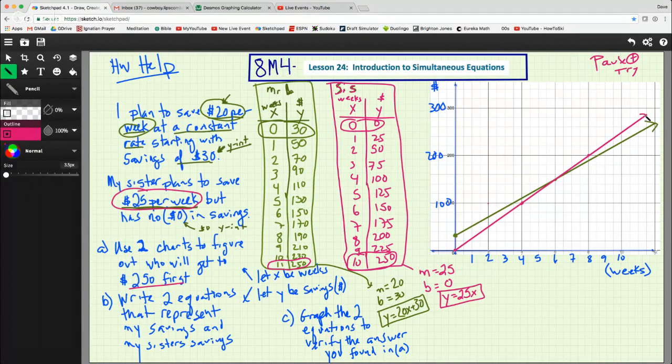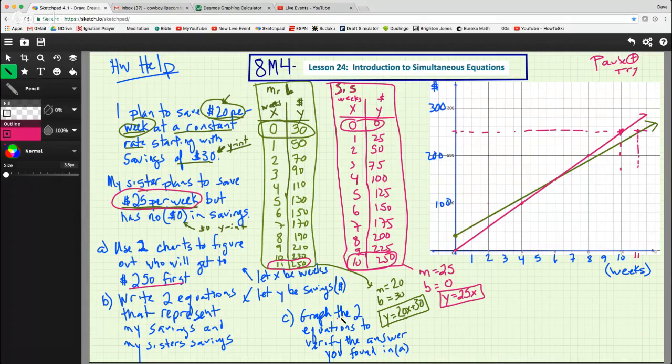Good. So we see that if we ask when does each of us get to 250, there's our 250 mark. And we can see that my sister gets there in 10 weeks, but I get there in 11 weeks. Which is cool. So we've graphed both of them.